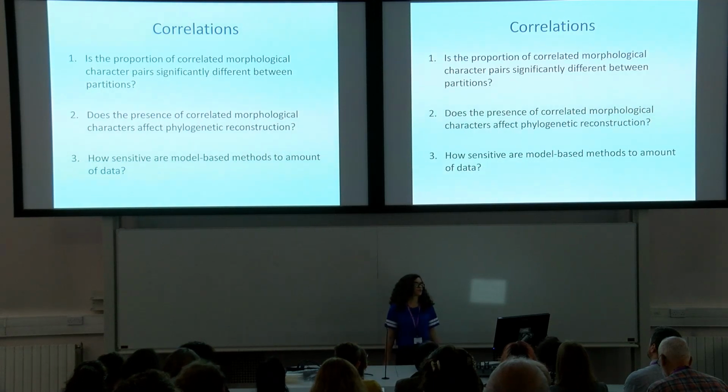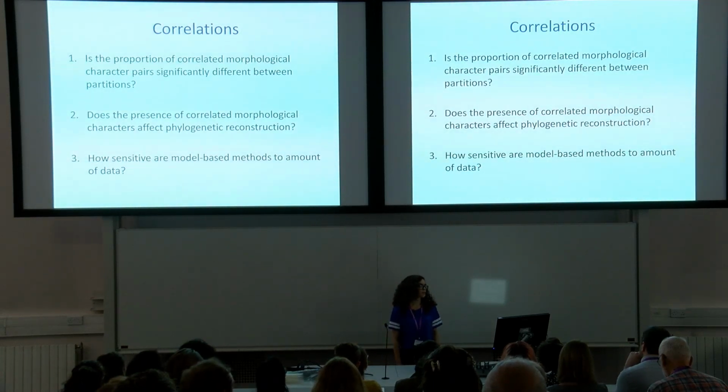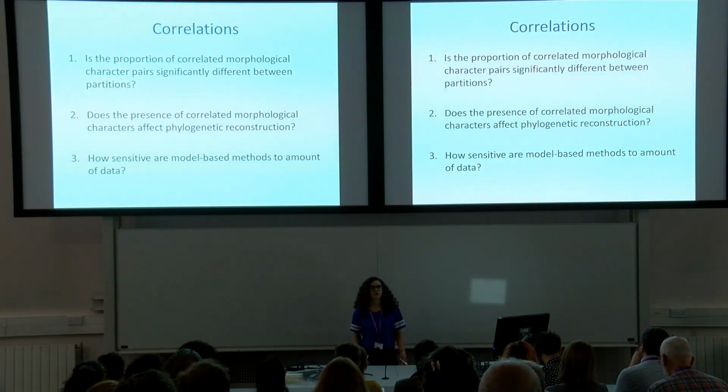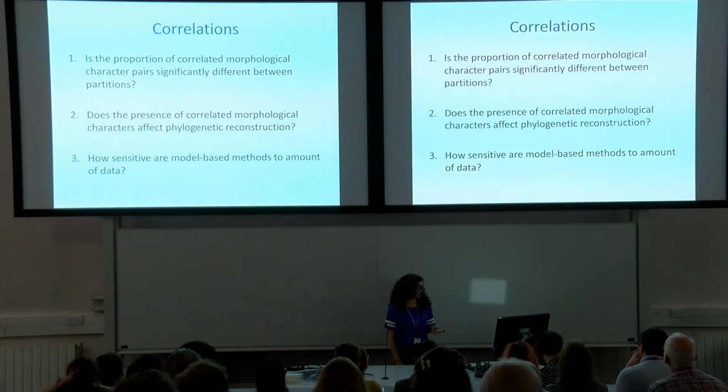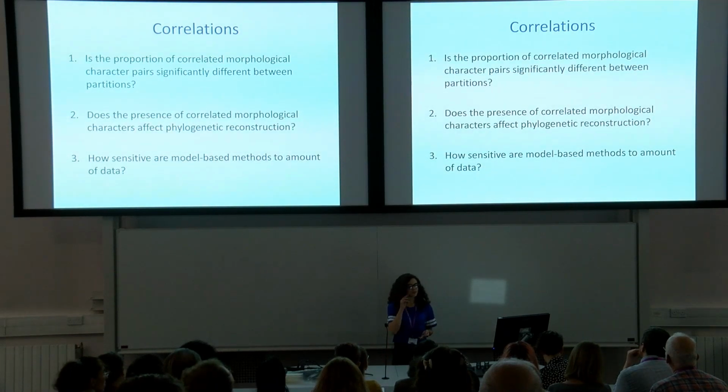I've since moved on to looking at character correlations, so in particular whether the percentage of correlated morphological character pairs differs significantly between these same two partitions, osteology and non-osteology, and also whether the presence of correlated morphological characters affects phylogenetic reconstruction. Additionally, I've asked how sensitive my model-based methods are to the amount of data present in my data sets.